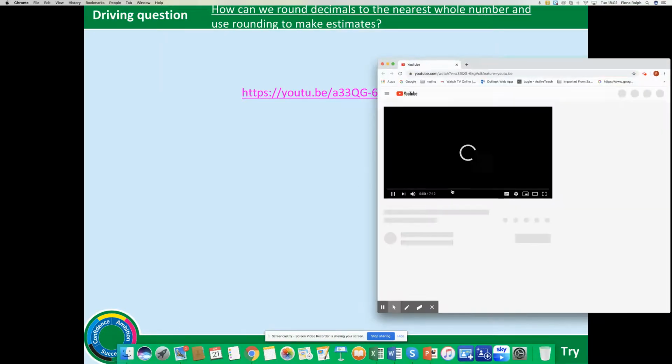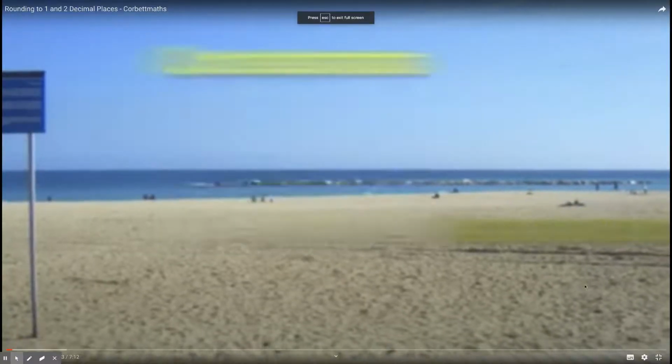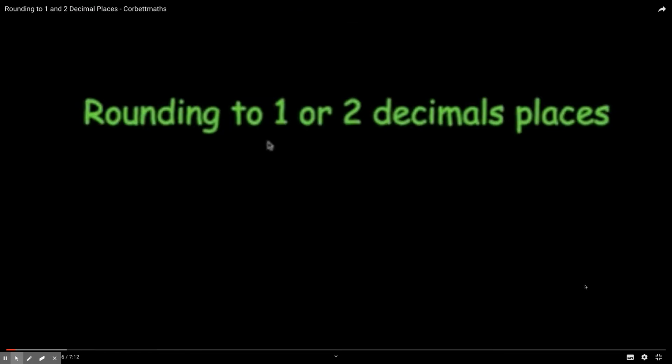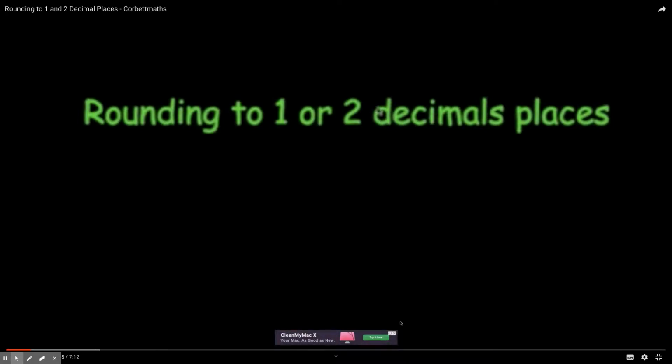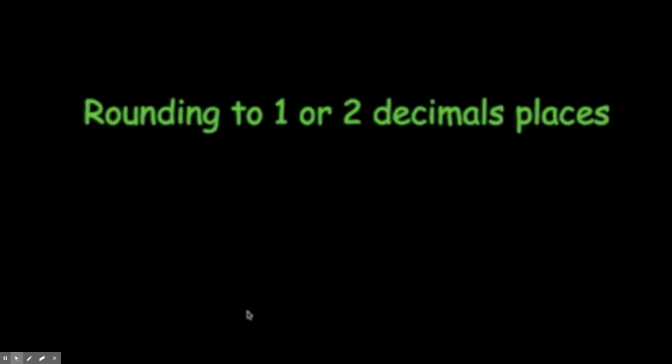Okay, I'd like to just show you a video in case you're still a little bit confused about rounding. In this video, we're going to look at how to round numbers to 1 or 2 decimal places. If I'm rounding a number to 1 decimal place, that means you just want one number after the decimal point. If you're rounding a number to 2 decimal places, you want to have 2 digits after the decimal point. So let's have a look at how to do that now.